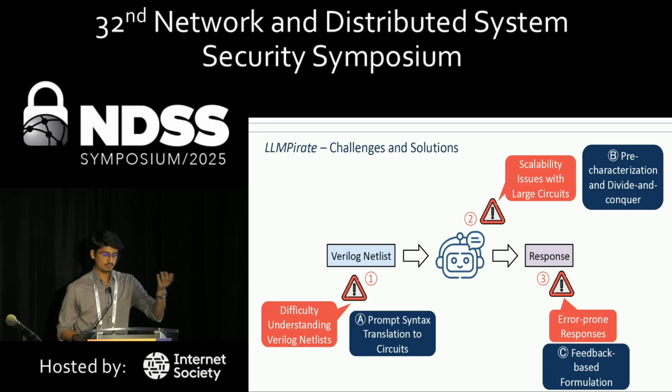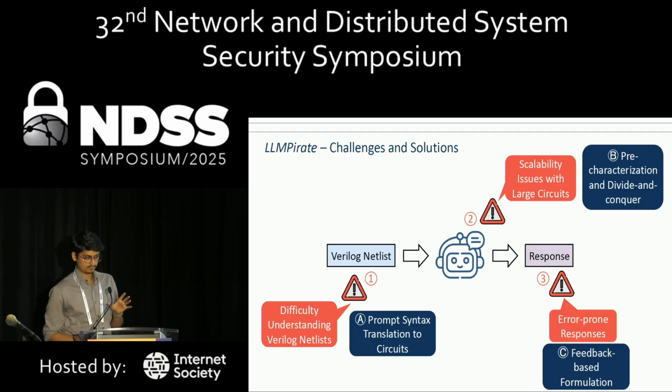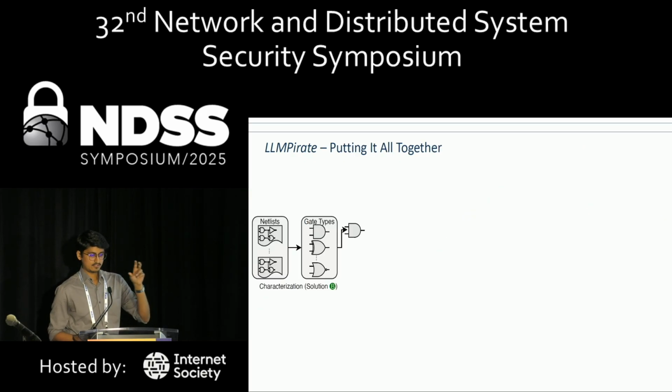Essentially, what we do is have this entire thing in a loop and provide feedback to the language model depending on whether it's functionally equivalent or not, whether there are any syntax issues or not, and things like that. So that's the whole idea of what we do and how we achieve this piracy of hardware circuits using language models. I'll just go through the steps one by one so that it's a little clearer what happens when.